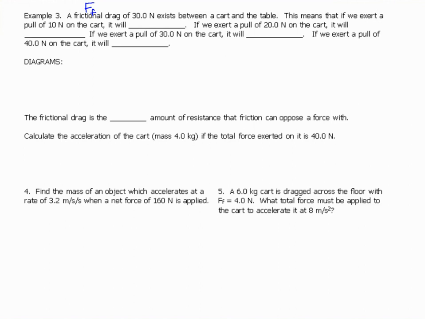This means that if we exert a pull of 10 newtons on the cart, the frictional drag is greater. It will not move. If we exert a pull of 20 newtons on the cart, the force of friction is greater. It will not move. If we exert a pull of 30 newtons on the cart, it's actually not going to move. If we exert a pull of 40 newtons on the cart, it will accelerate.